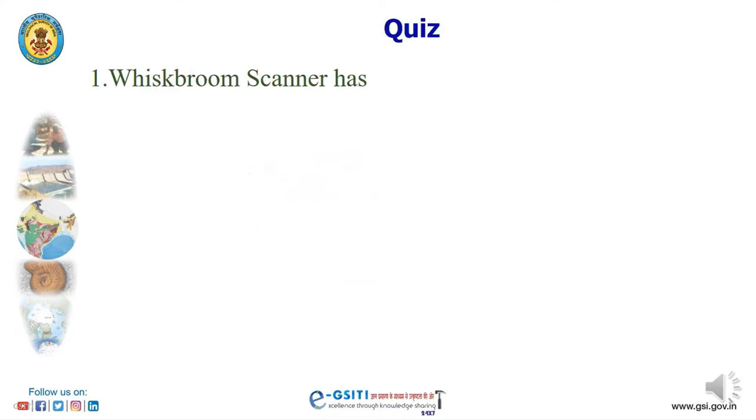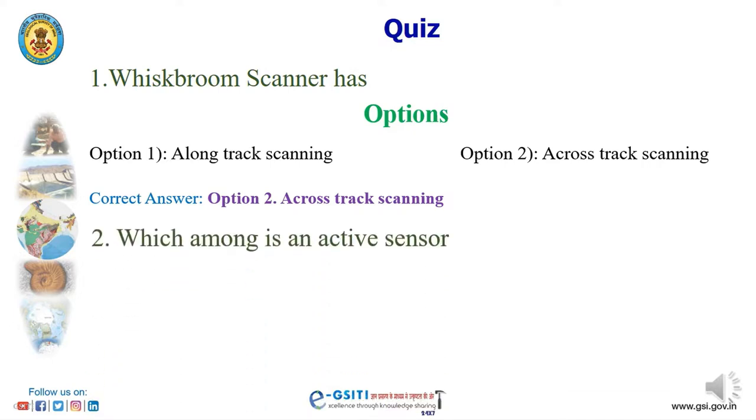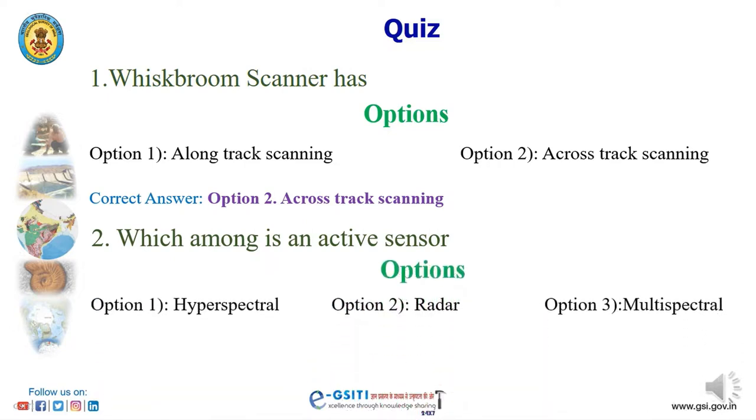I have a few questions for you. Question number 1. Whisk broom scanner has option 1, along track scanning, option 2, across track scanning. What is the answer? Across track scanning. Question number 2. Which among these is an active sensor? Option 1 hyperspectral, option 2 radar, option 3 multispectral. What is the answer? Option number 2, radar.